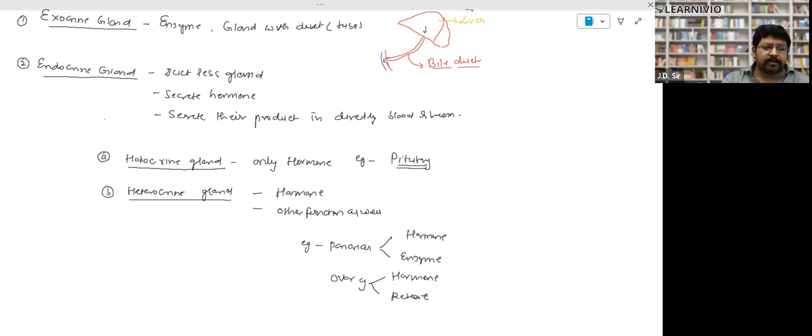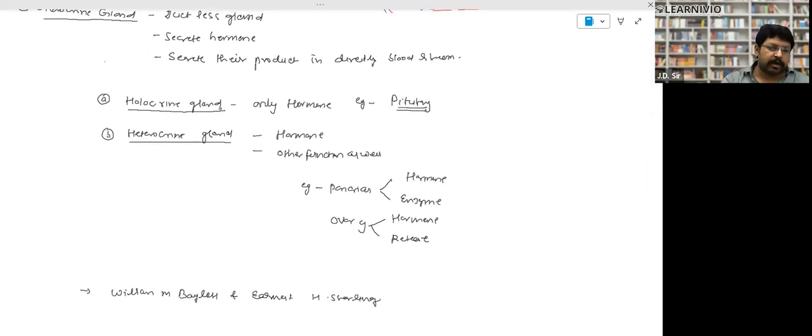Further, endocrine glands have been divided into two types, right? Holocrine gland and heterocrine gland. That question has been asked. What are the holocrine gland and what are the heterocrine? Holocrine gland, like pituitary, they secrete only hormone. They do not have any other function. They have just one function. They have to secrete the hormone. That's it. So, for example, pituitary gland is a holocrine gland. It secretes only hormone. Then there is a heterocrine gland. Heterocrine gland, they secrete the hormone, but they have other functions as well. What are the other functions? For example, pancreas and ovary, both are examples of heterocrine gland. Means they secrete the hormone, but other than hormone, they also have other functions.